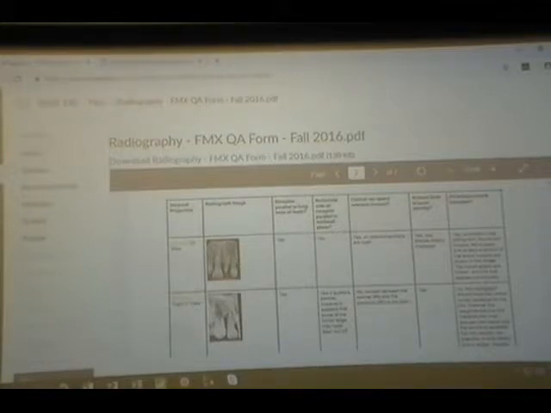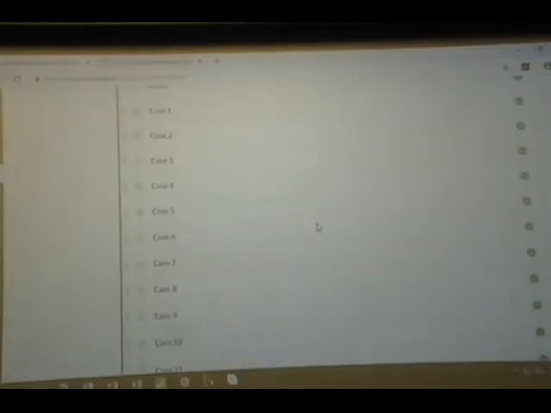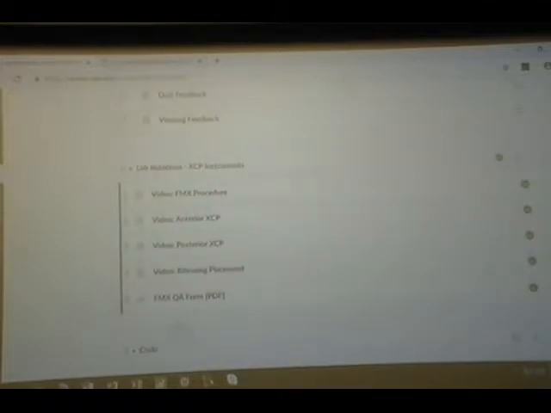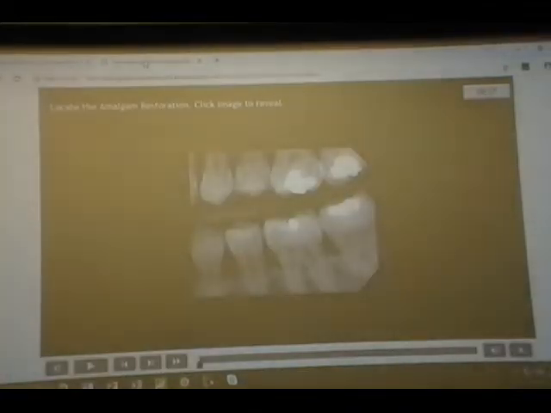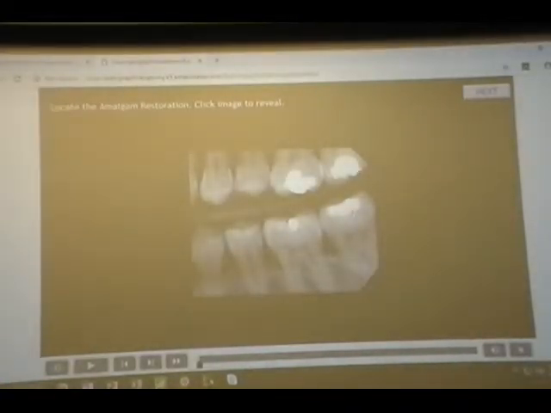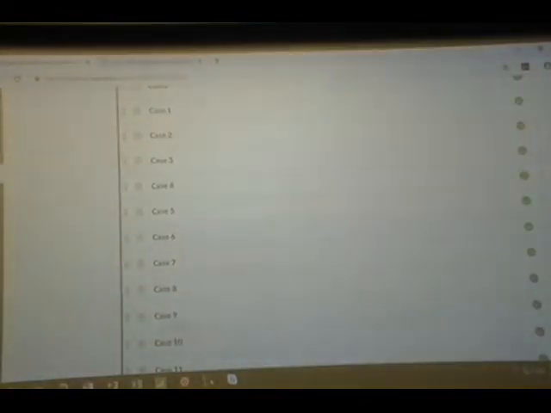So again, just to let you know one more time, under the modules, all the way down here, there's something called lab rotation. This is where you find that information. So now, there is also a component called radiographic anatomy on your Canvas. You should have access to those.